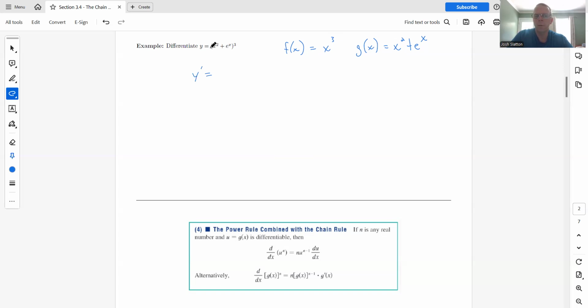So we're going to use the power rule on this one. We have 3 times x squared plus e to the x, and we're going to subtract 1 from the exponent. And then we're going to take the derivative of this part in the parentheses, so that would be 2x plus e to the x. And we'll just leave that one. You could distribute the 3 to these two, but that doesn't really do too much, I don't think. So that's the idea that we're working with. We'll start to get into some more complex functions as we go.